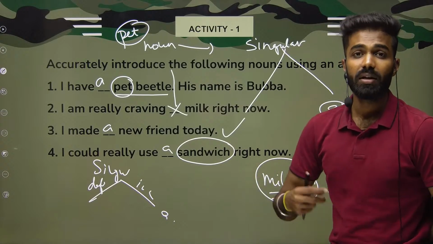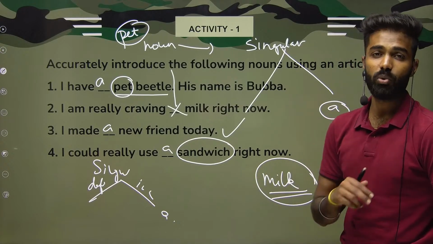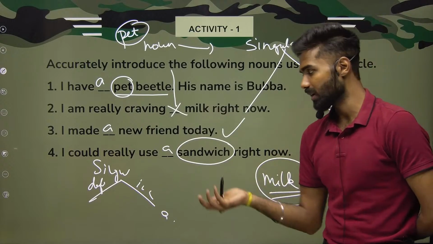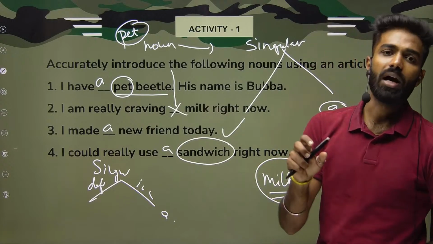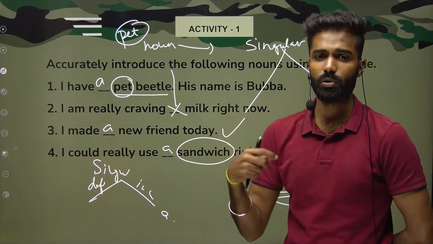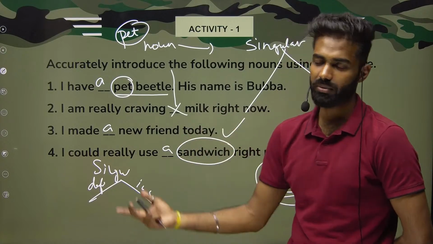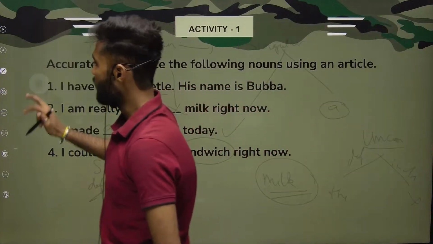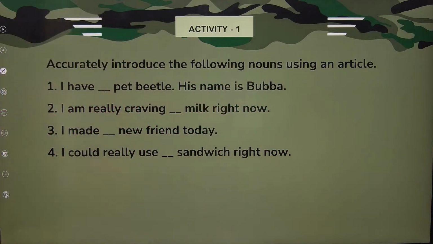The sandwich which I ate was really delicious, because I'm mentioning it is delicious, and also I'm telling that I ate that sandwich. So "the" can be used if it is definite. That's it. I've completed one activity myself for you.